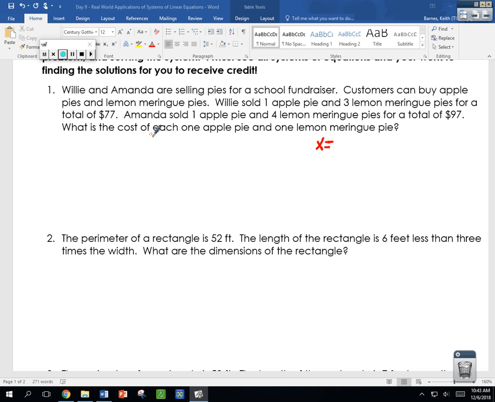So the first thing I don't know is how much each apple pie costs. The other thing I don't know is how much a lemon meringue pie costs. So the next thing I need to do is set up my totals. Well, I have a total of $77, and then I have a total of $97.